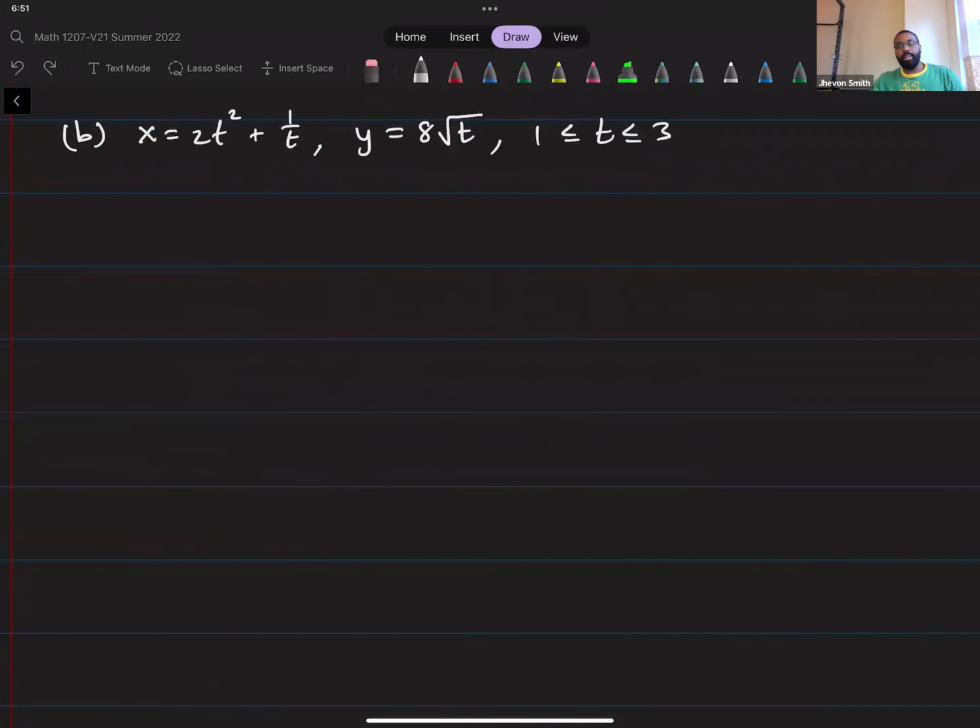So here's another one. This is really just an exercise in integration. So here, using s equals, we're going around the x-axis.